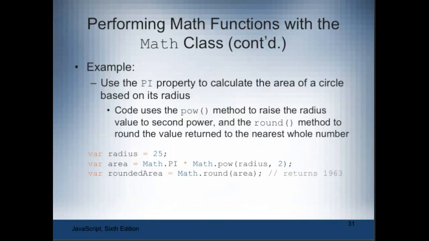The code is var radius = 25, followed by var area = Math.PI, which accesses the Math PI property, times Math.pow(radius, 2), which raises the radius to the second power, or in other words, squares it. So we end up with pi times the radius squared. The last line of code in this example creates a new variable called roundedArea, which is given as the result of rounding the resulting area to the nearest integer.